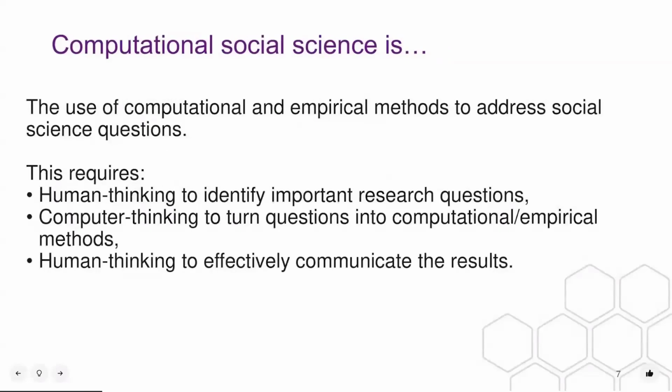So what is computational social science? It is the use of computational and empirical methods to address social science questions. Let's break this down a bit more then. Computational social science requires human thinking to identify important research questions. Because we're dealing with social science questions, we need to understand how people behave and what they want and what it is that they want to achieve. So we're going to need that social science brain in order to formulate those really interesting research questions.